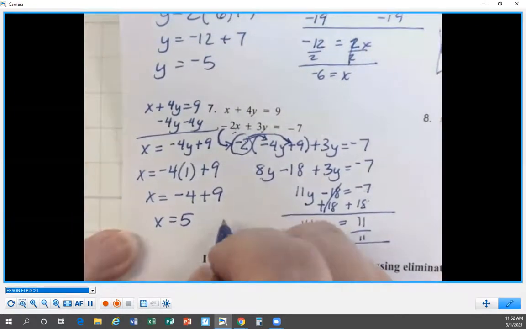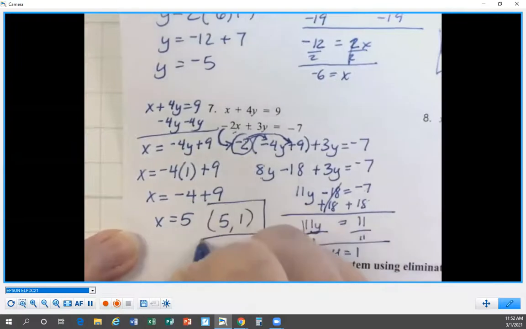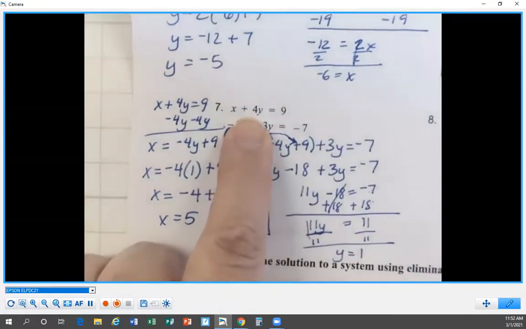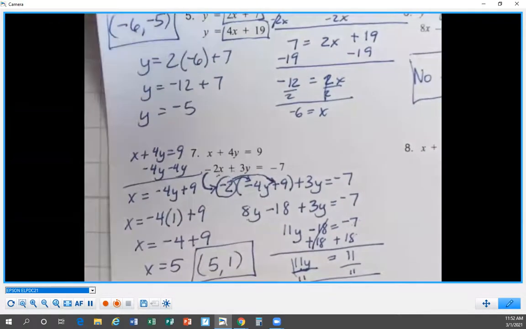And then again, we always want to plug those in algebraically. You'll have plenty of time on your test to check your answers. So take the time to do that. Plug it into the first equation, make sure it gives you a true statement. Plug it into the second equation and make sure it gives you a true statement.